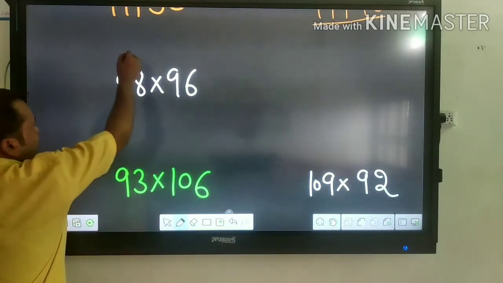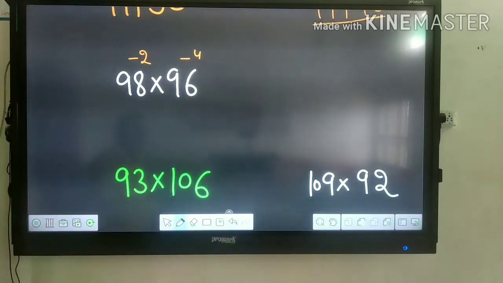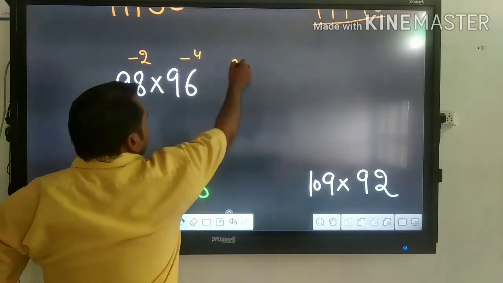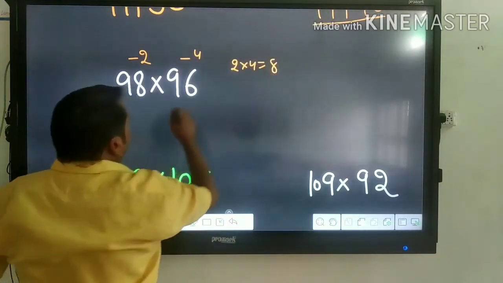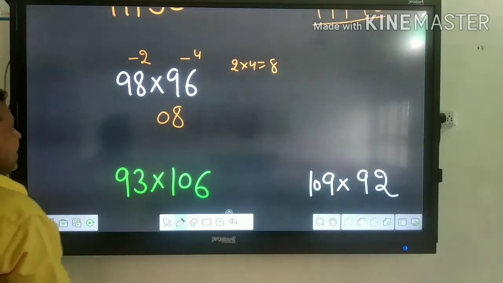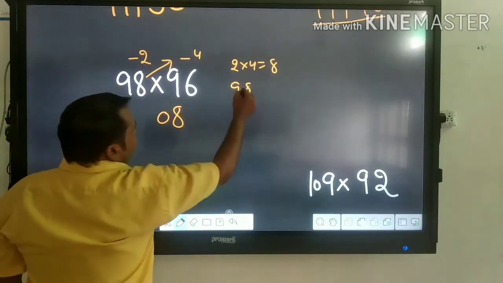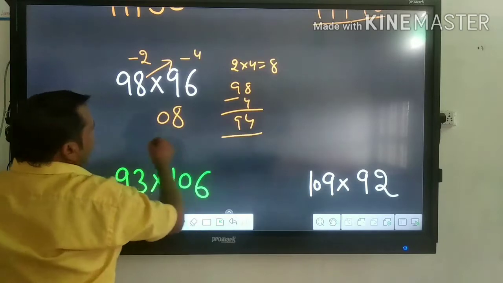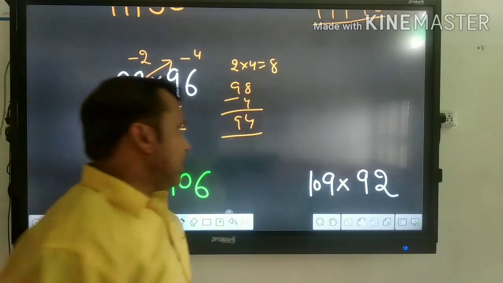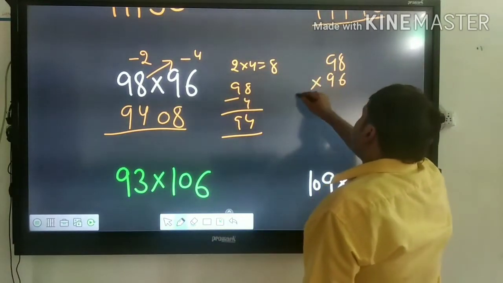Now in this case, both numbers are less than 100. So how much? 98 is 2 less than 100, and 96 is 4 less than 100. So 2 multiplied by 4, that is 8. The method is the same, student. So 8, but I will write 08. So again I will mark a cross, 98 minus 4. What is 98 minus 4? That is 94. Student, in the earlier question there was an adding symbol, so I was adding, but here there is a subtraction symbol, that's why I am subtracting.